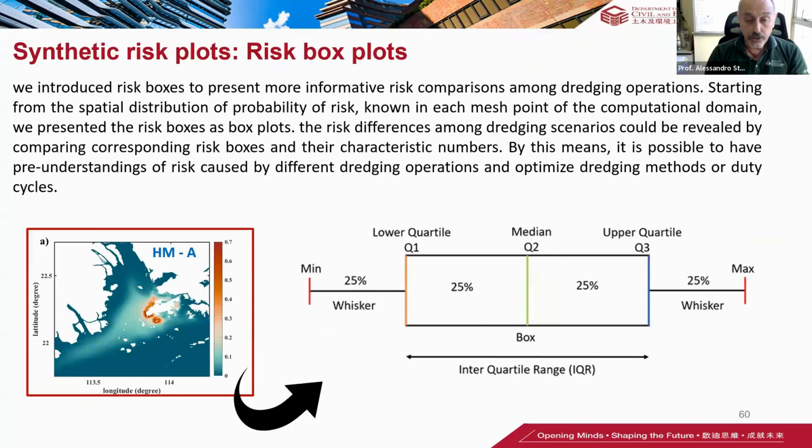But then the amount of information can be overwhelming because you have a lot of maps, okay? So we also propose some synthetic risk plots. One is to use a box plot. You are probably aware of what a box plot is. Provided an ensemble of numbers, the box plot, represented here, is usually called a box because you have a rectangle and then these whiskers.